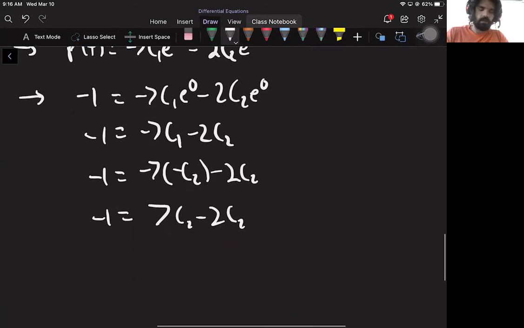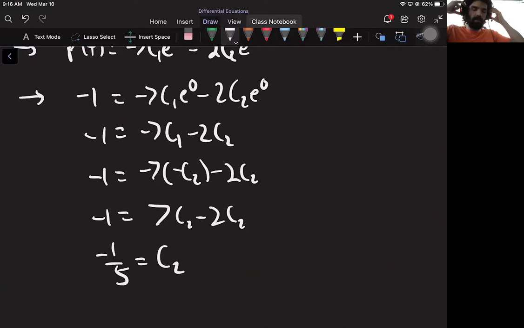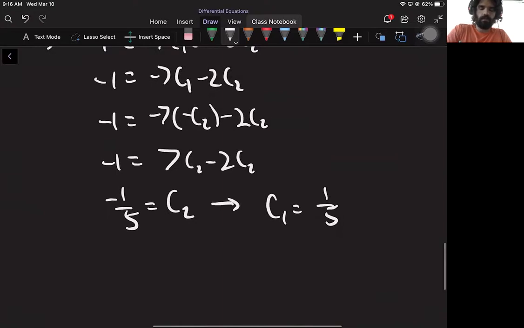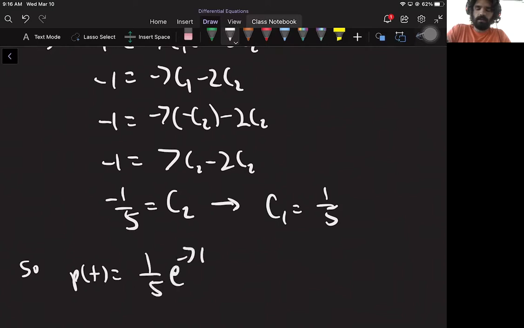And then what do we get here? 1/5, -1/5, because that adds up to 5, and then you divide by 5. Great. That means that C1 is 1/5 because of this up here. So my final answer is going to be 1/5 e to the negative 7t minus 1/5 e to the negative 2t. Great.